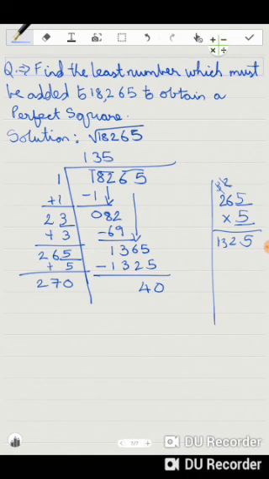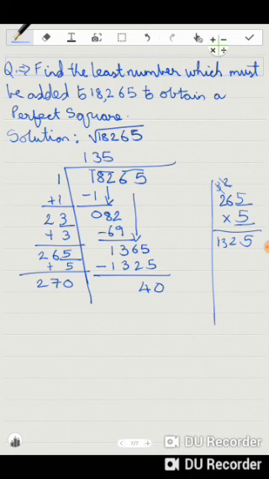Now what do we do? Now you can't say we will add 40, because by adding 40 it doesn't become a perfect square. If I subtract 40 from 18,265, then 18,225 would be a perfect square. But we need to find the least number which must be added.